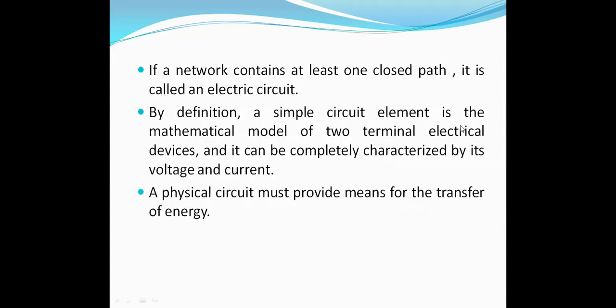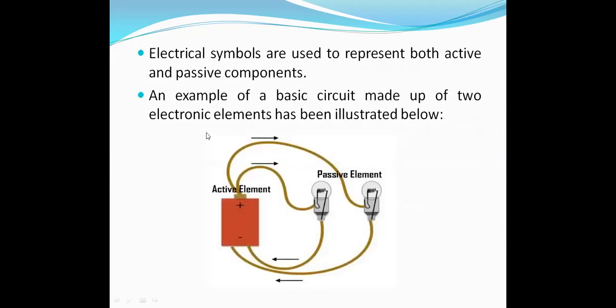Next, a simple circuit element is a mathematical model of a two-terminal electrical device, and it can be completely characterized by its voltage and current. A physical circuit must provide means for a transfer of energy. This circuit will perform a certain action only through one complete closed path. Then energy will be transferred from this source to this source such that it can perform the type of task it has to perform.